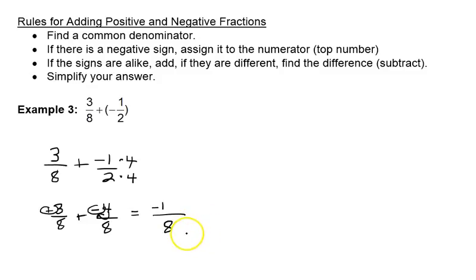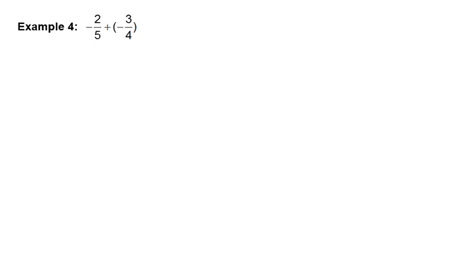1/8. You might see it written with the negative 1 as the numerator, but most likely you're going to see this fraction written as negative 1/8 with that negative sign in front of the fraction. Let's try another one. For this example, I need to find the common denominator first.